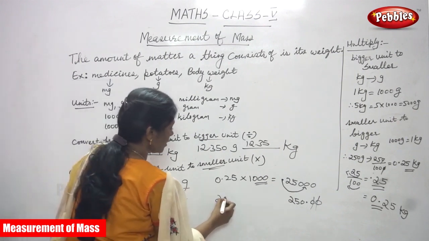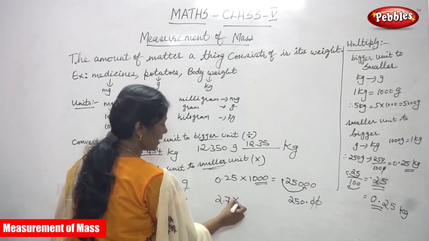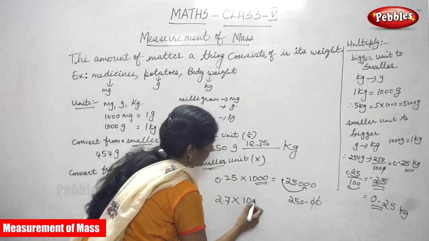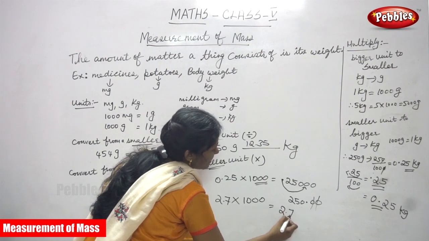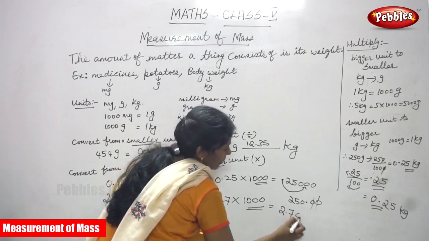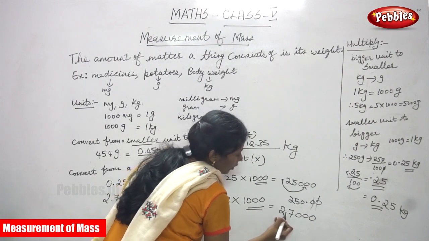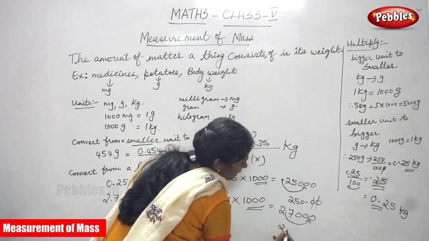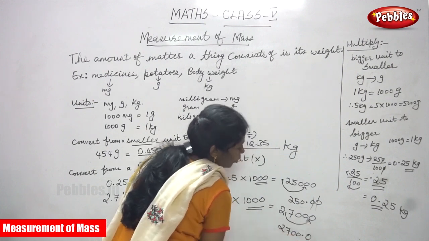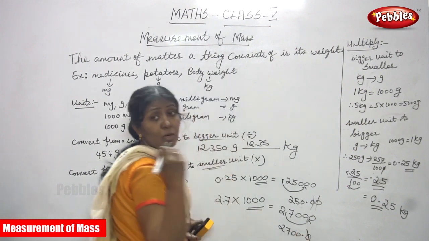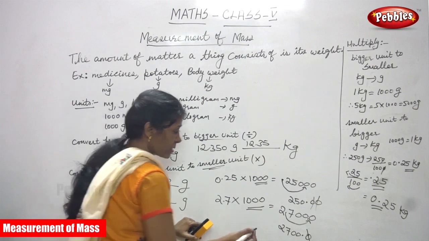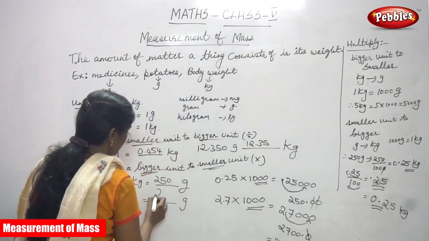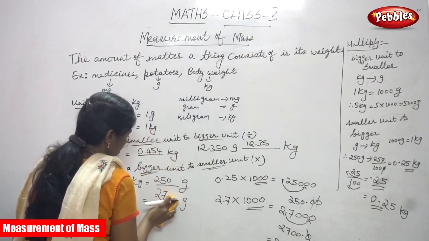Now next, 2.7 kilogram. Again you have to multiply. Kilogram into gram means you have to multiply by what? 1000. 2.7, then because you multiply by 1000, add 3 zeros. So move this decimal point 3 places to the right. That means 2700.0. After the point, the 0 has no value, so you cancel it. So you have to write 2700 gram. That's the right answer for the question.